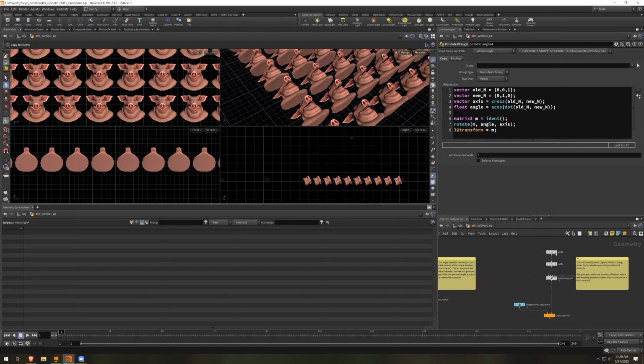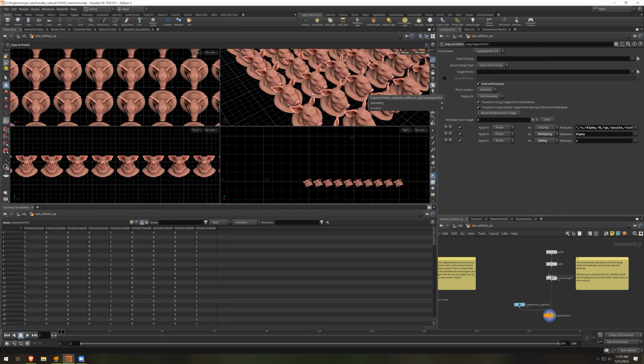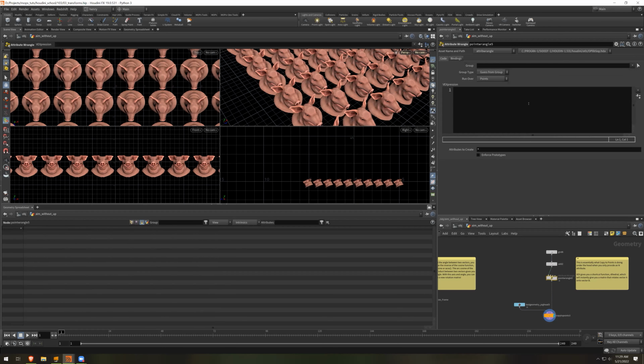So last example here, I'm going to go over to the copy points here, and I've got this whole group of pig heads. And what I want to do is just really quickly show the shortcut to all of this, like this whole axis angle arc cosine thing that we just did. There's a much simpler function that you can use to figure out how to rotate one vector onto another, which is what Houdini and copy to points wants to do.